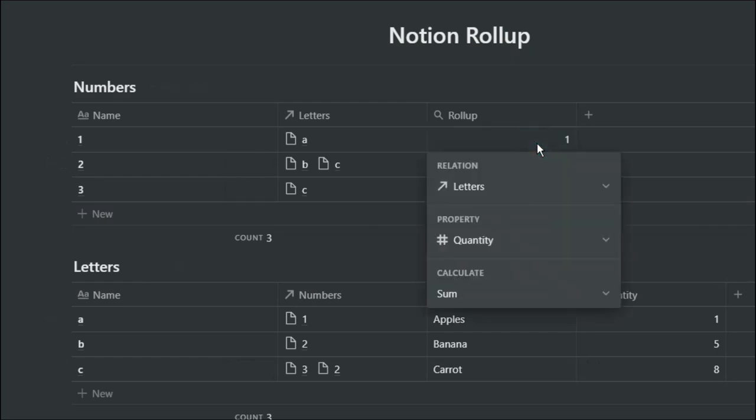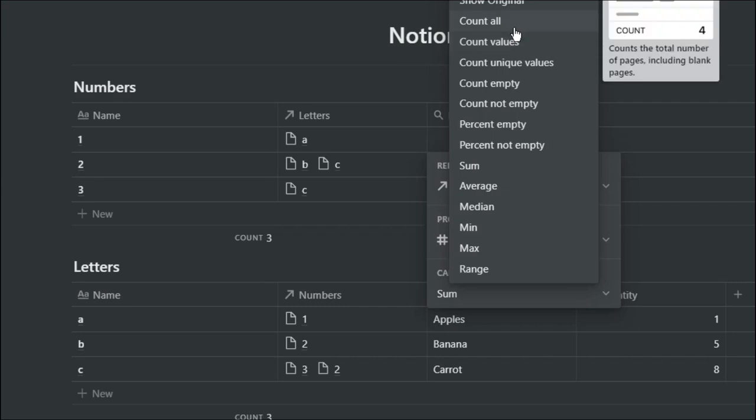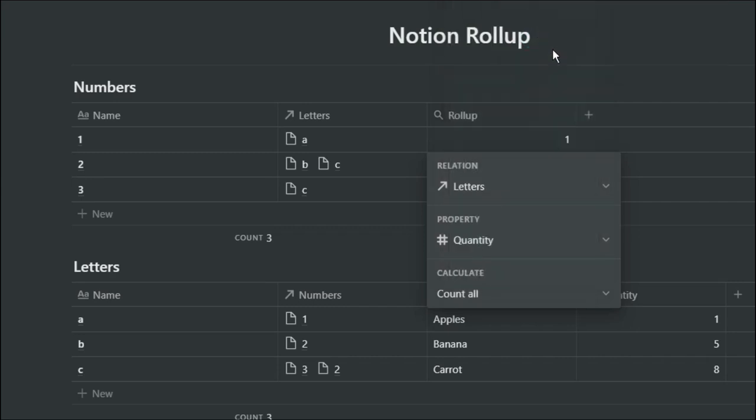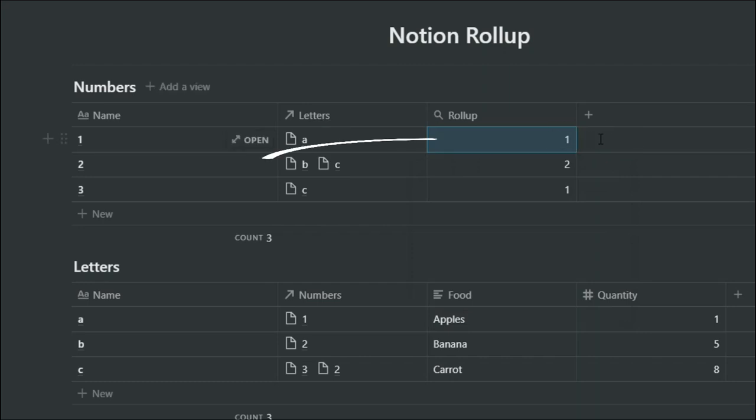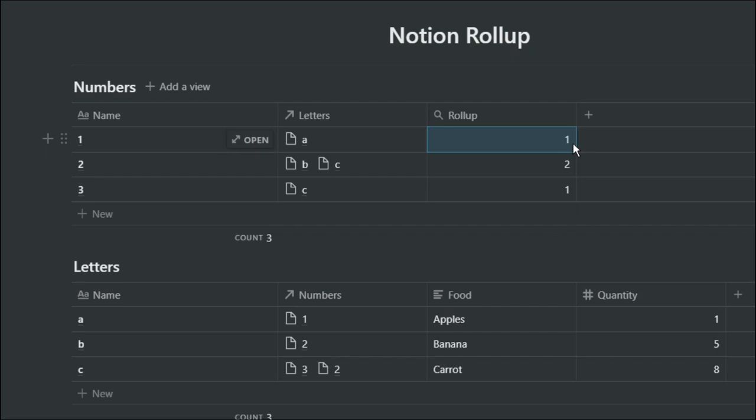We can also use rollups to actually add all of the different relations that we've got. So if we ask the rollup to count all, what we're asking it to do is to count all the relations. So number 1 has 1 relation because it's related to letter A. Number 2 has 2 relations because it's related to letter B and C. And number 3 has 1 relation because it's related to letter C. So for example, if these were different people, you could see that person 2 actually has 2 things to go and collect when they're doing their shopping.